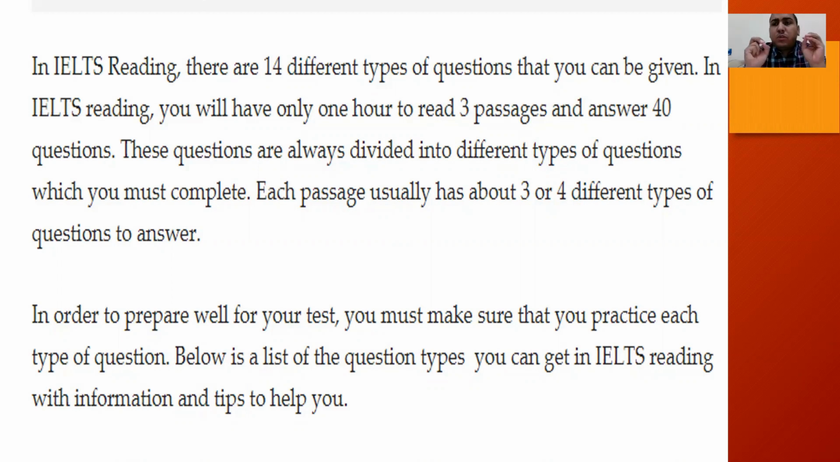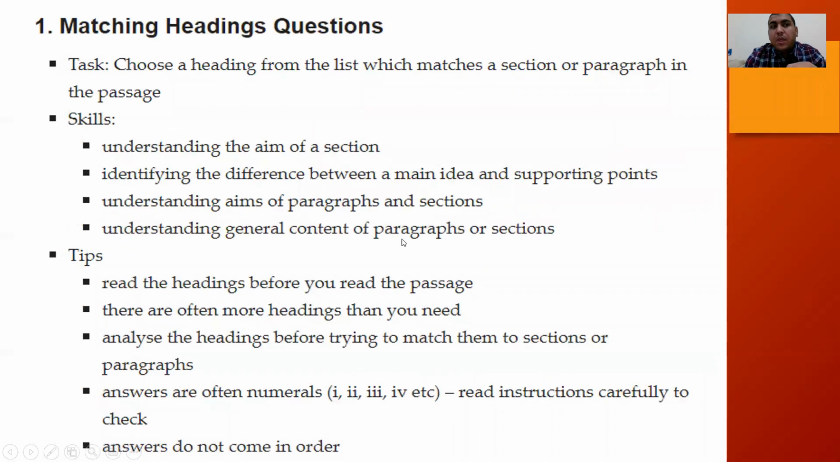In order to prepare yourself very well for the test, you must make sure that you practice each type of these questions before going to the test. And here we are going to speak about them. The first one that we are going to speak about today is matching headings questions. And this one is one of the most common questions in the IELTS exam. Okay, so let's look at the information and tips about it.